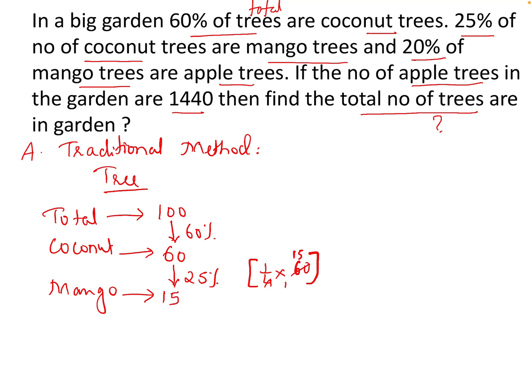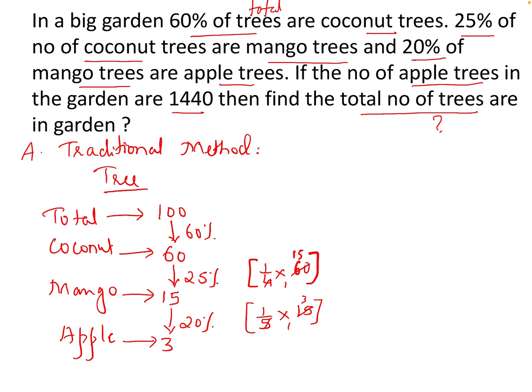Then 20% of mango trees are apple trees. So, how much? 20% of 15. 20% means we know it is 1 by 5. So, 20% of 15 is how much? 5 ones are 5, 5 threes are 15. So, it is 3. So, apple trees are 3.